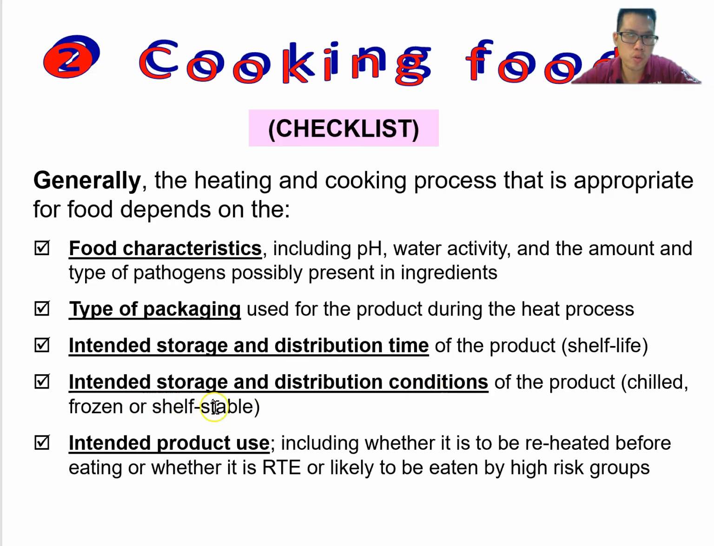Chilled, frozen, or shelf stable. Intended product use: is it ready to eat, or do you need to cook it again and so forth? Those in the salad and sandwich category are all ready to eat. High risk. You need to be careful, which means that from the centralized kitchen, after cooking, prepare it very hygienically, pack it properly, chill it properly, distribute immediately, and chill it properly when you reach the outlet. Have to be very extra careful.